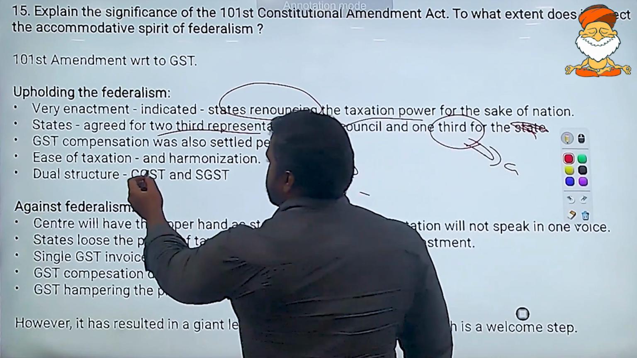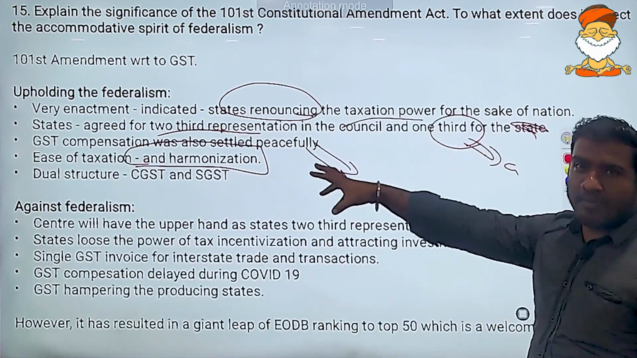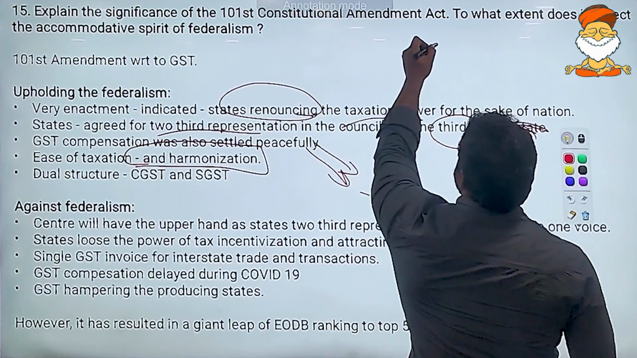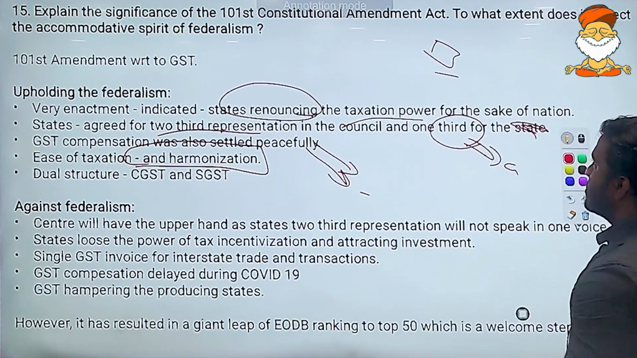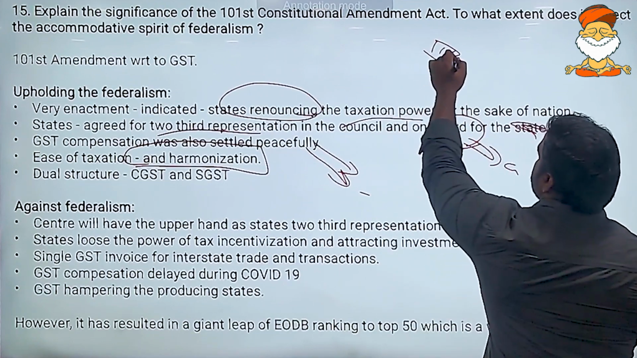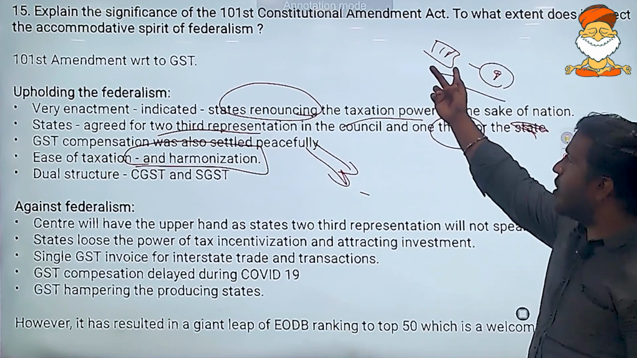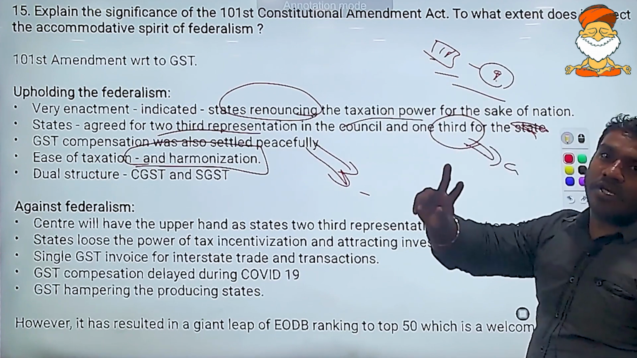Then ease of taxation and harmonization, friends. So this ease of taxation and harmonization also came with a compromise. Say for example, you have sales tax or entertainment tax that is 18% in West Bengal and 9% in Odisha. So this got harmonized. So now neither Odisha nor West Bengal government can impose any tax on their own.